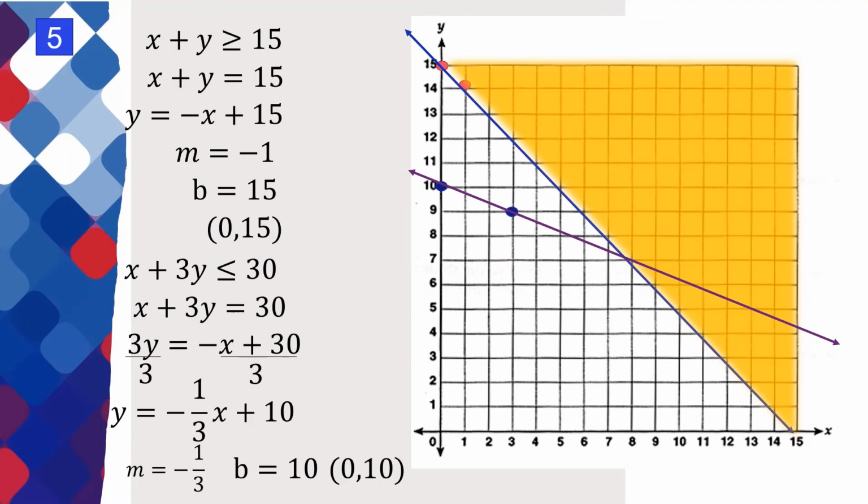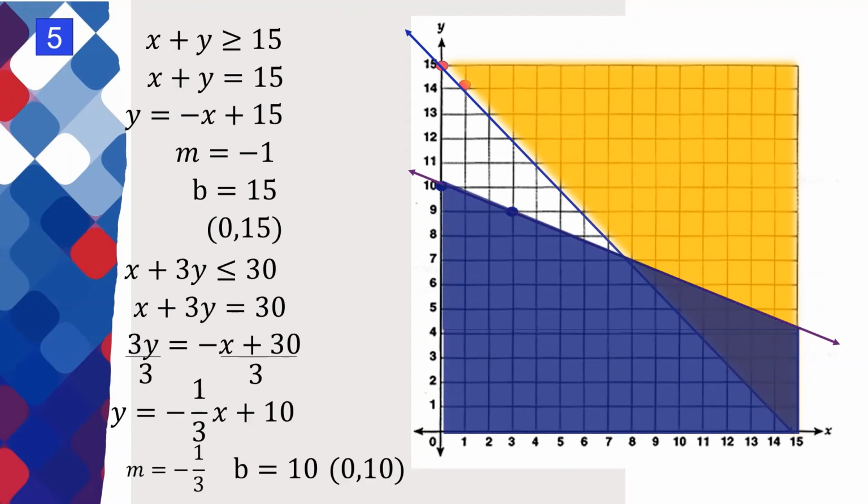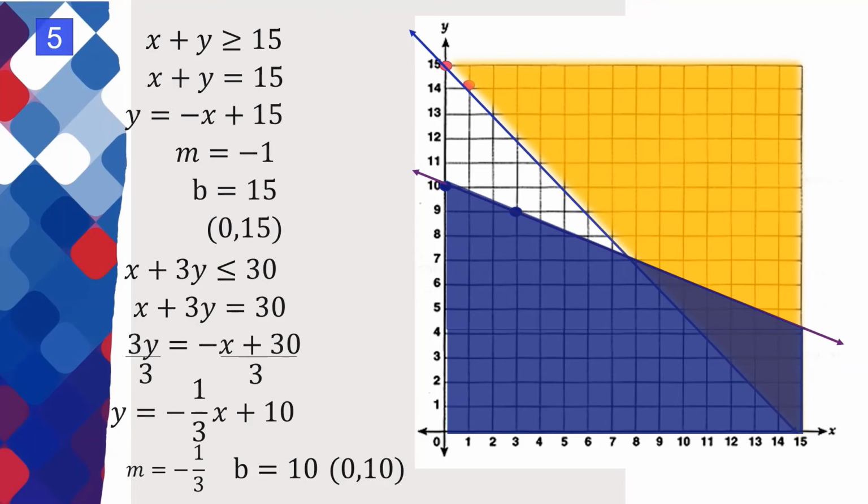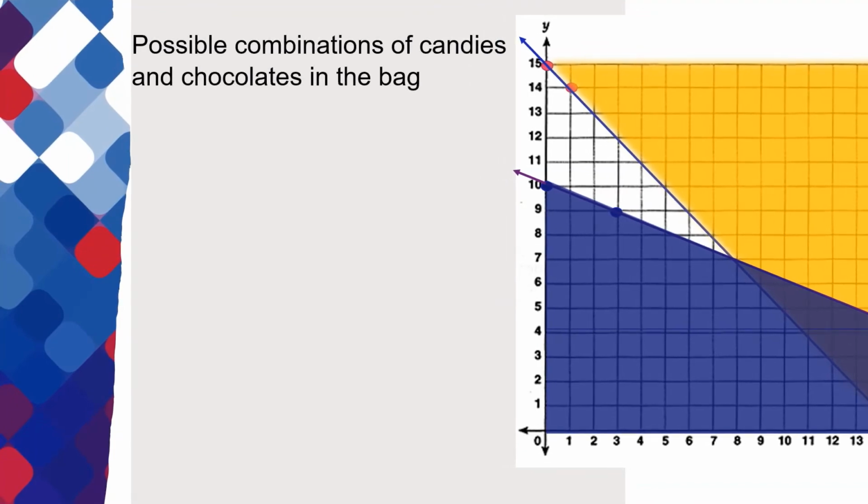Okay, so when we are going to test the point, we will use 0, 0. So we have 0 plus 3 times 0 is less than or equal to 30. So 0 is less than or equal to 30, which is true. That's why we are going to shade the part where 0, 0 belongs. Okay? At makikita na ninyo kung saan ang double shaded part. Lahat ng mga points na located on the double shaded part are solutions, the possible combinations of candies and chocolates in the bag.